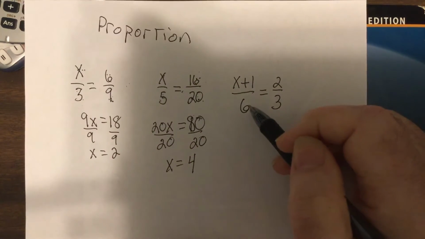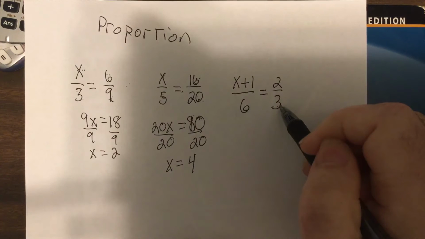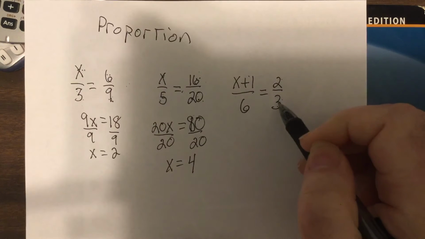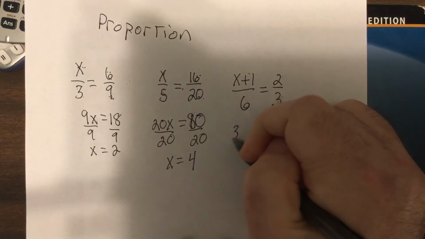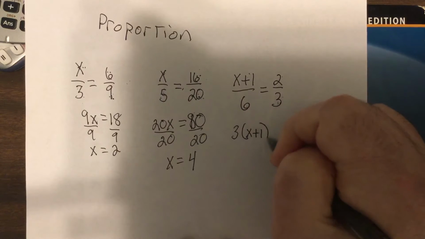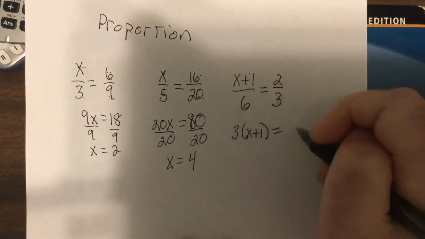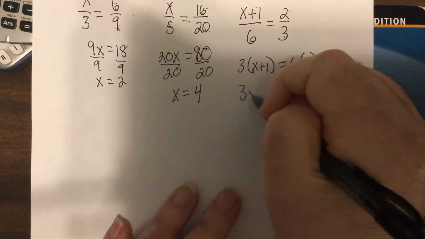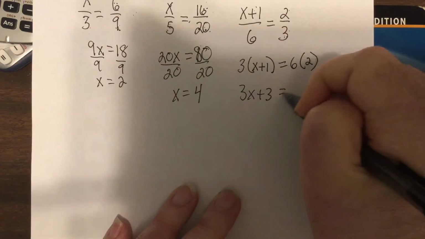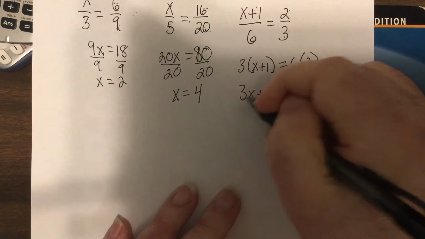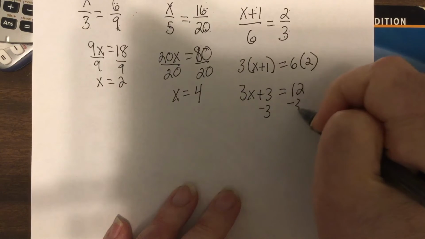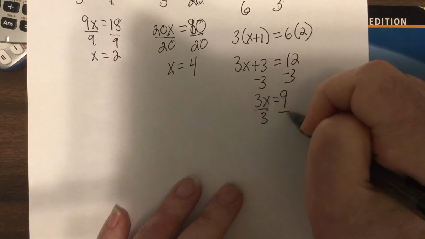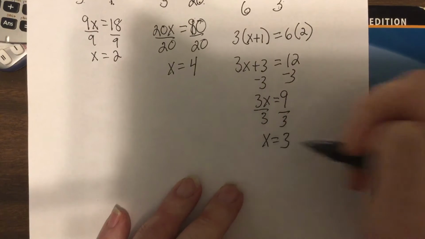So again, you could multiply both sides by the LCD, which happens to be 6, or you could just cross multiply. So it'd be 3 times x plus 1 equals 6 times 2. I'll actually write it out this time for you. So it'd be 3x plus 3 equals 12. So then you want to get the x term by itself, so you subtract 3, so 3x equals 9. Then divide by 3, x equals 3.